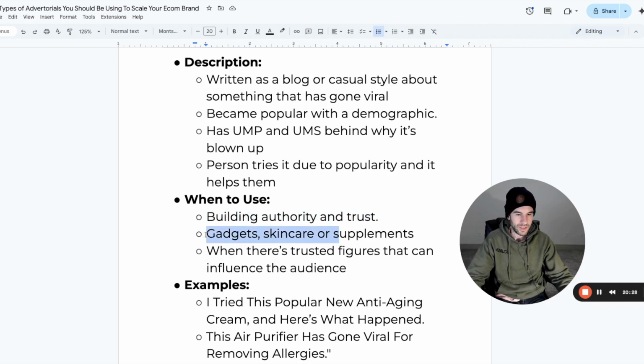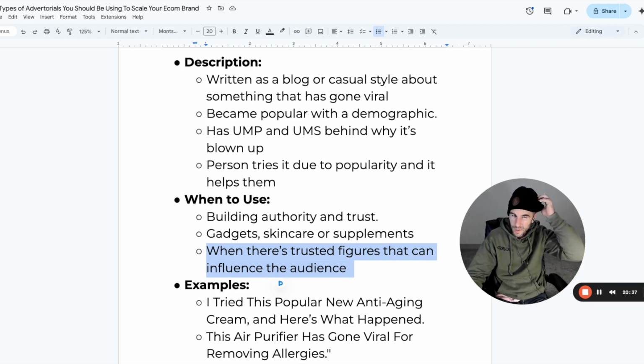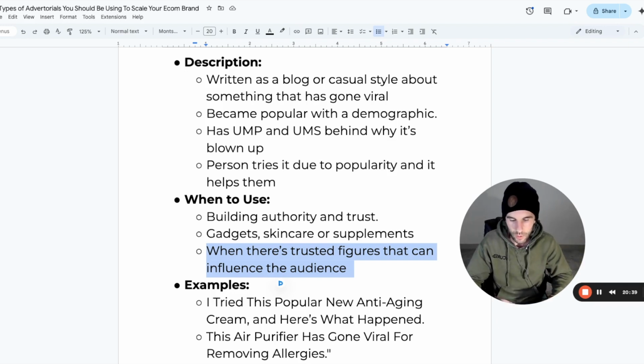They're good for gadgets, skincare, or supplements. And you're going to want to use trusted figures that can influence the audience. So typically, if you're not going to have access to somebody for that, like if it's not Joe Rogan or Andrew Huberman or something like that, a lot of the times it can be somebody that's just like the ideal customer that you want to acquire that is writing it.